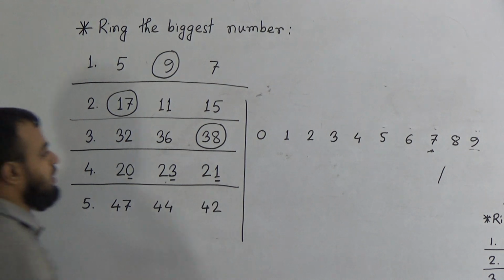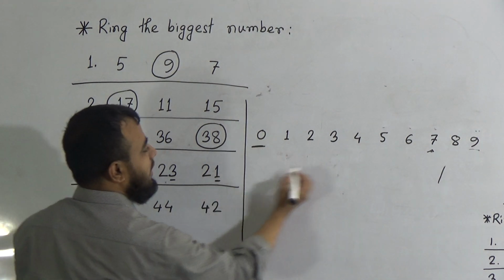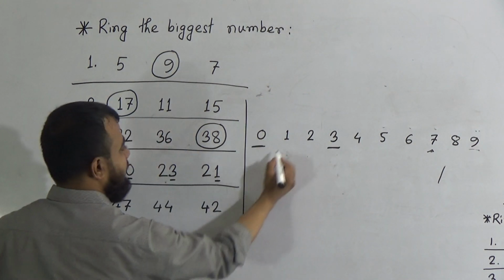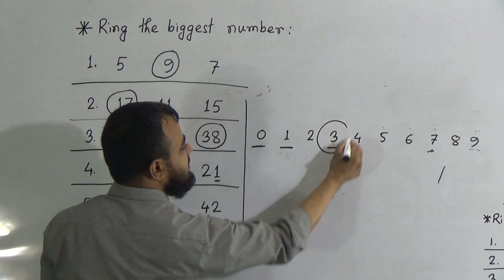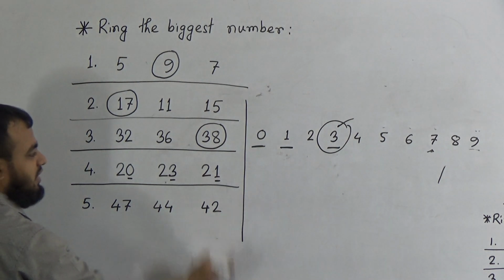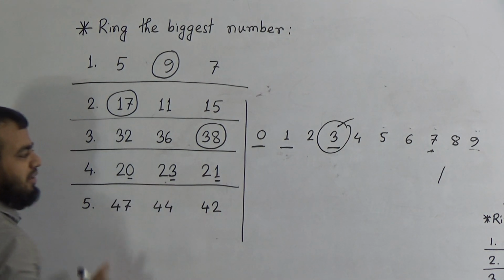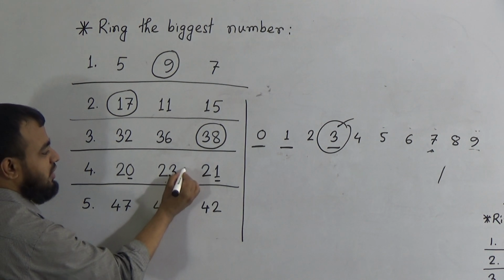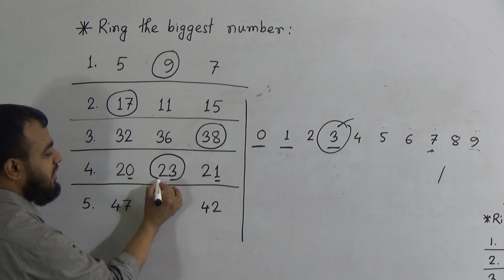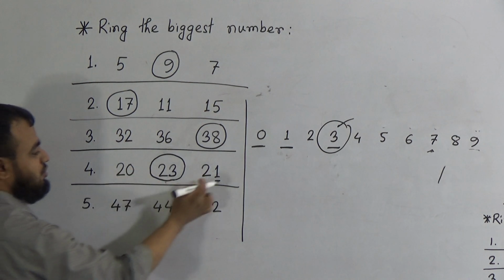0, 3 and 1. We have 0, we have 3 and we have 1. So among these three, 3 is the biggest number, right? Among these three, 3 is the biggest. That is why 23 will be the biggest number among 20, 23 and 21. So we should circle 23. That means we should ring 23 among these three numbers.